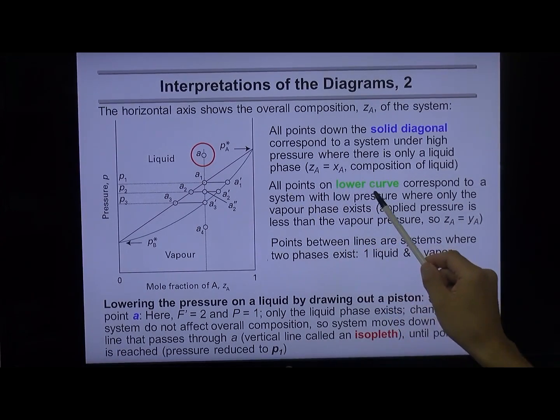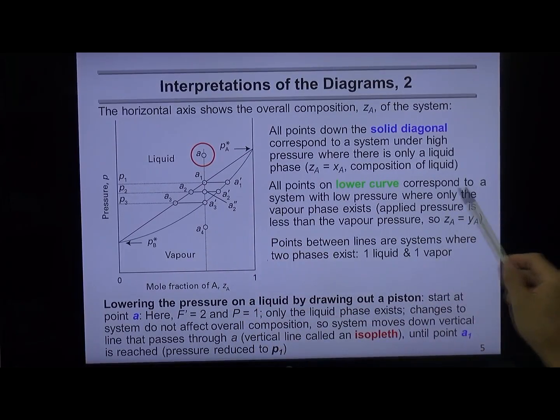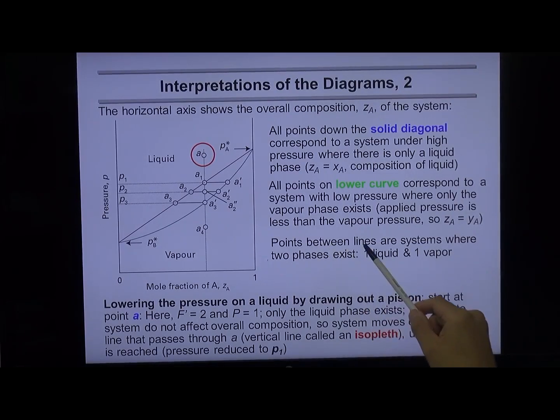All points on the lower curve, lower than this blue line here, correspond to a system with low pressure, lower than the vapor pressure, right? So only vapor exists. In that case, the overall composition ZA is equal to YA. All right. And points between the lines are systems where two phases coexist, liquid phase and vapor phase.